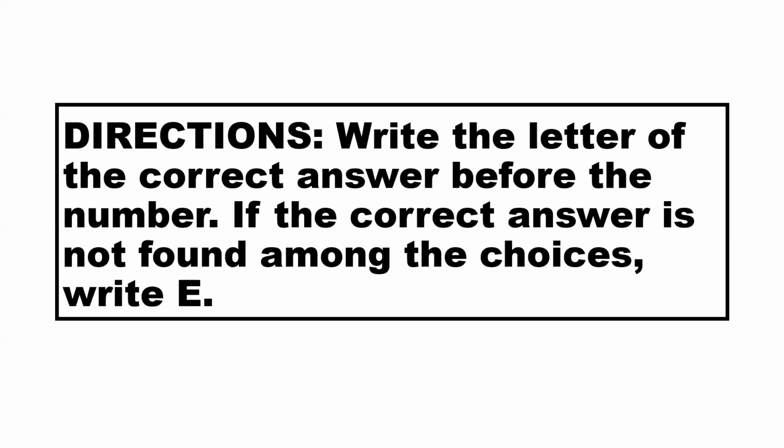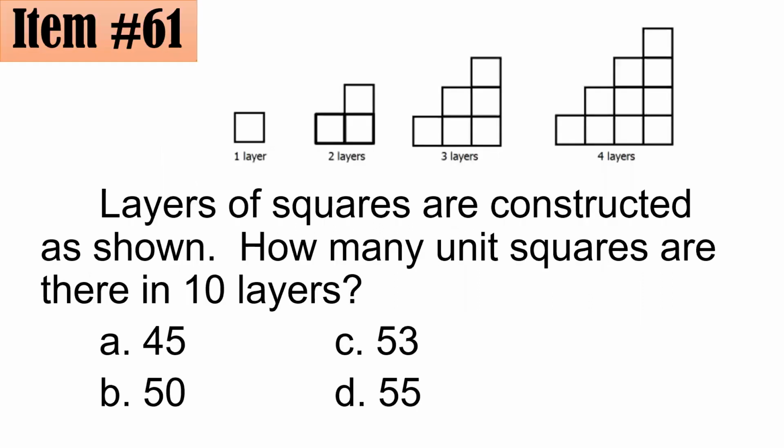The direction states, write the letter of the correct answer before the number. If the correct answer is not found among the choices, we have to write E. 61. Layers of squares are constructed as shown. How many unit squares are there in 10 layers? If you could take a look, if there's only one layer, this is a figure with 2 layers, 3 layers, 4 layers. If we continue the pattern, how many unit squares are we expecting? Is it 45, 50, 53, or 55?